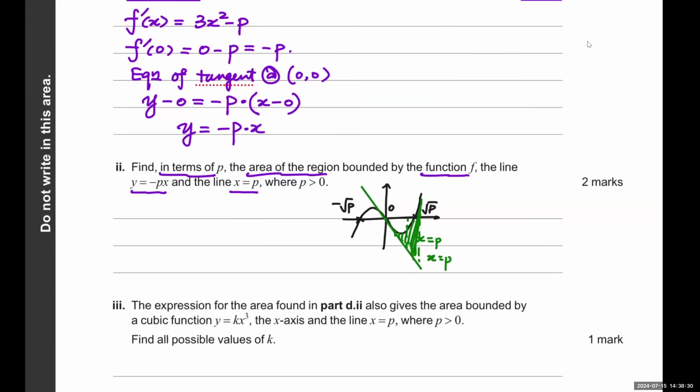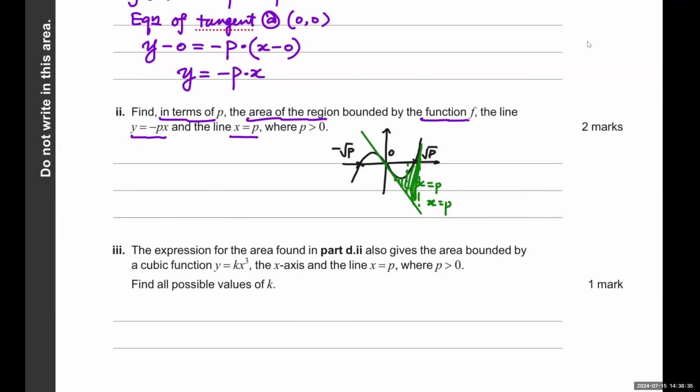Upper minus lower. So this time, I suppose you could use your CAS calculator to evaluate the area equals the integral from 0 to p. The upper function is your f of x. Notice that when you subtract the tangent line, it's minus px here with dx, so you're subtracting a negative px. And using the CAS, you'll be able to get p to the power 4 divided by 4. Okay? So that is the answer in terms of p.